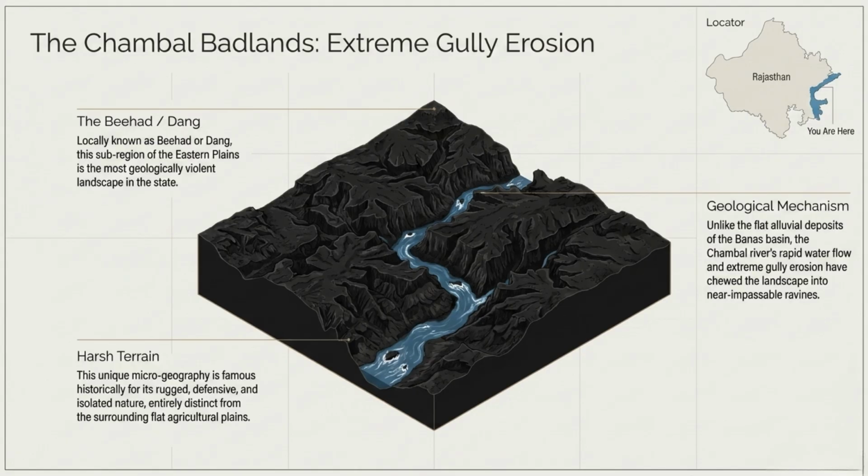However, the eastern region isn't entirely uniform. Along the eastern border lies a geologically violent landscape known locally as the Bihad or Dang. These are the notorious Chambal badlands.